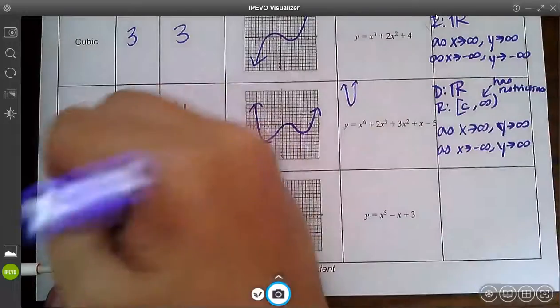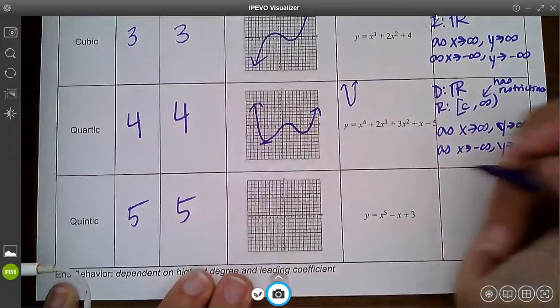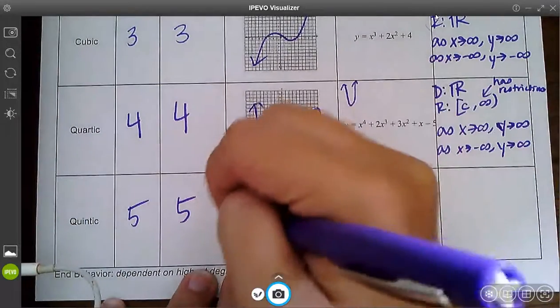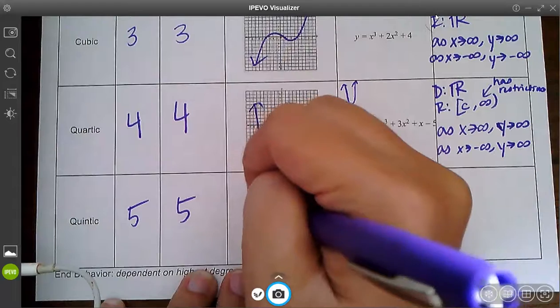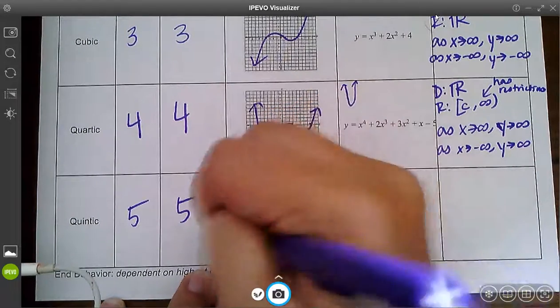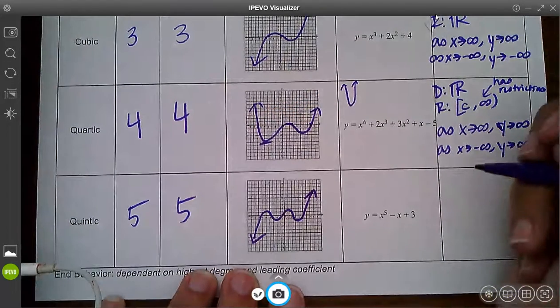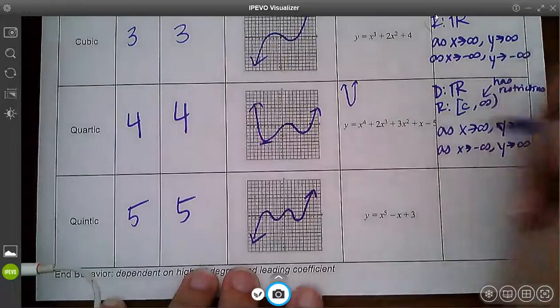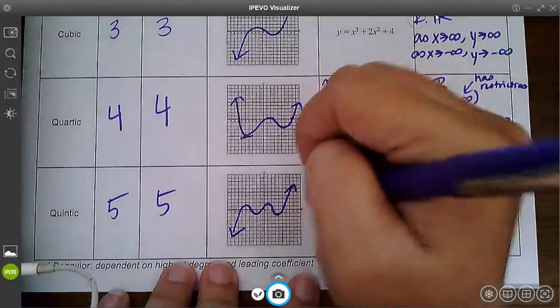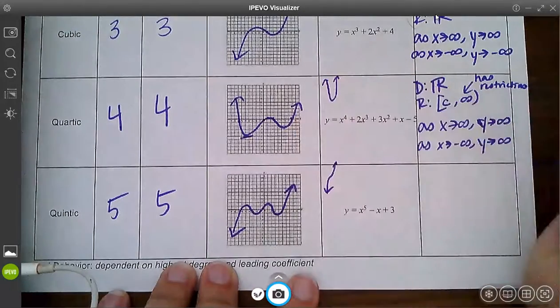Quintic is to the 5th power, so it's going to have 5 zeros. It's going to look something like this. 1, 2, 3, 4, 5. Kind of like a cubic, just with some more stuff going on in between. It can also look just like a cubic, just way more elongated.